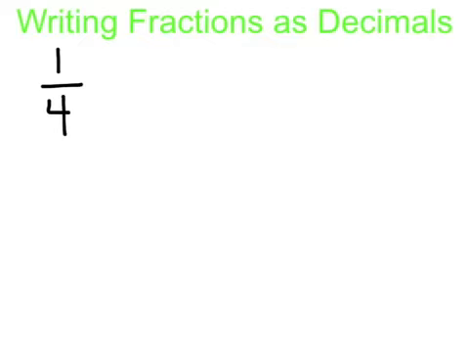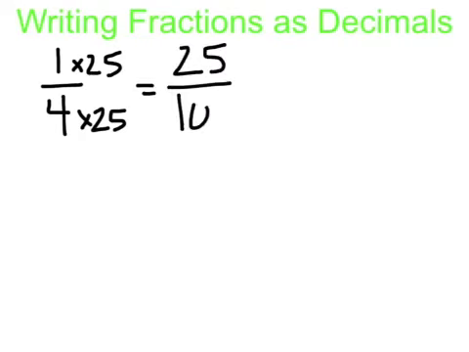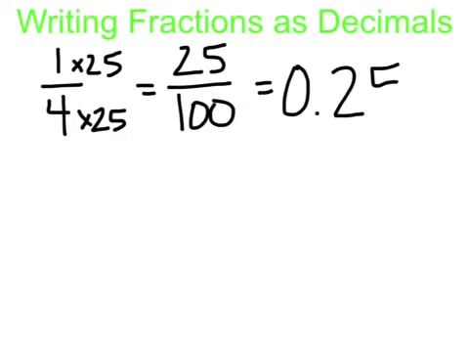What do we have to do to 4 to make it equal to 100? Well, we're going to multiply it by 25. If I multiply it on the bottom, I have to multiply it on the top, which means that 1/4 is the same thing as 25/100. Now I can easily take this number and write it as a decimal. 25/100 is equal to 0.25. The correct way to read this number is 0 and 25 hundredths, which is exactly what we have here in our fraction.